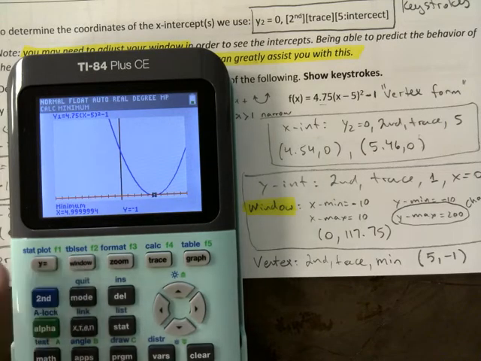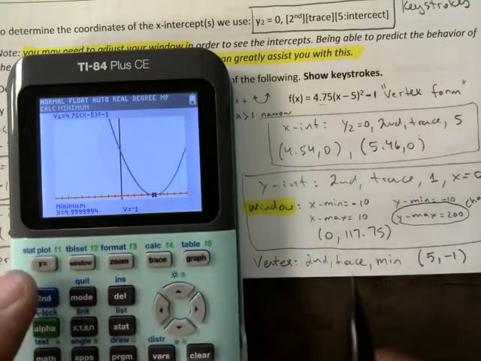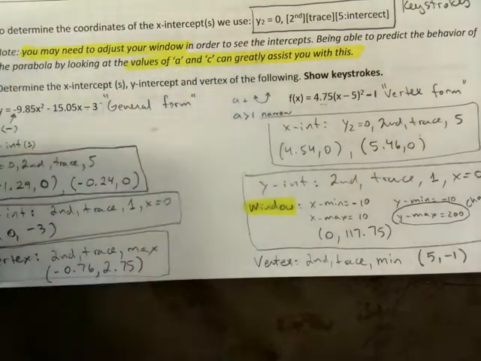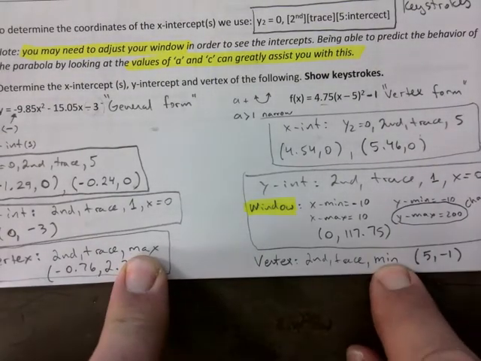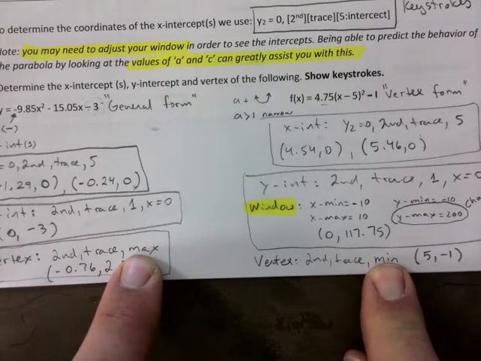You might not be pressing the right buttons, right? Make sure you go second trace and you hit enter until guess is gone, right? Things like that you want to watch out for. Press min or max accordingly. Only one of them will work depending on your graph.